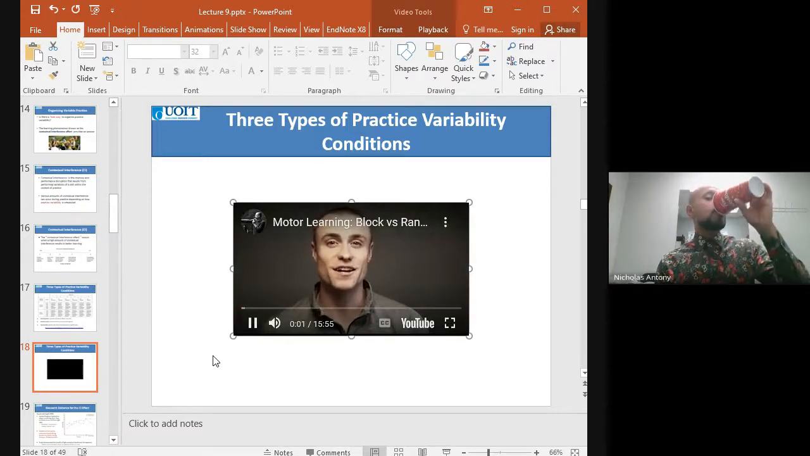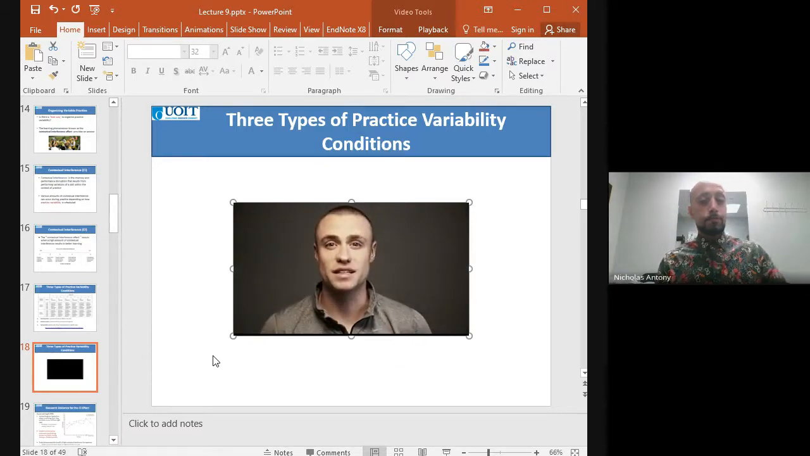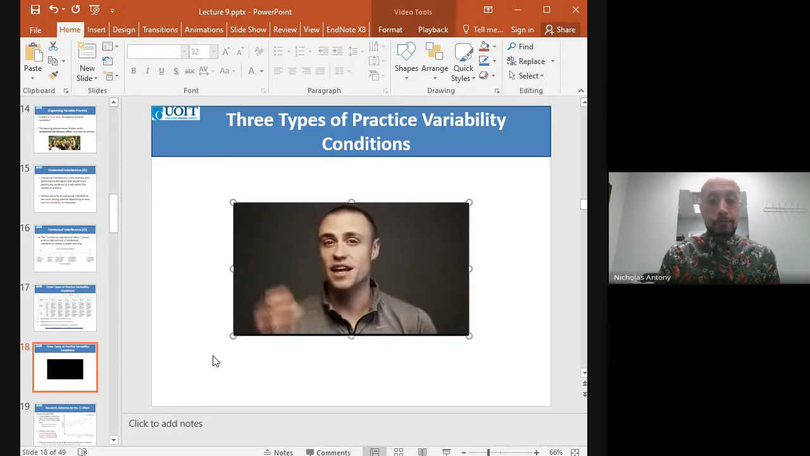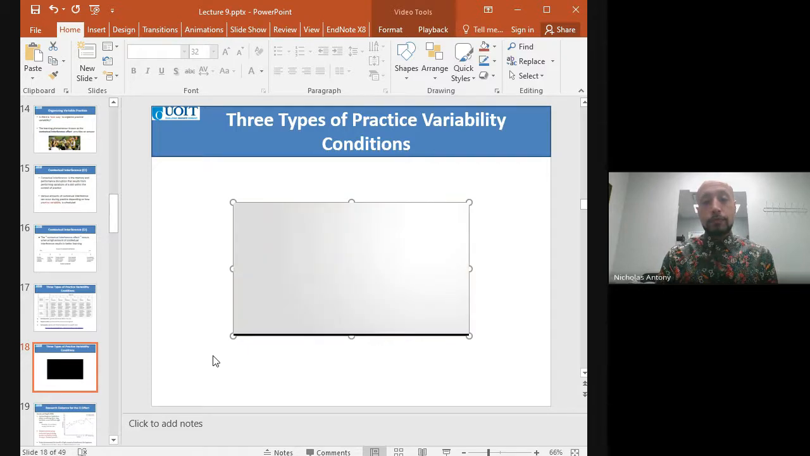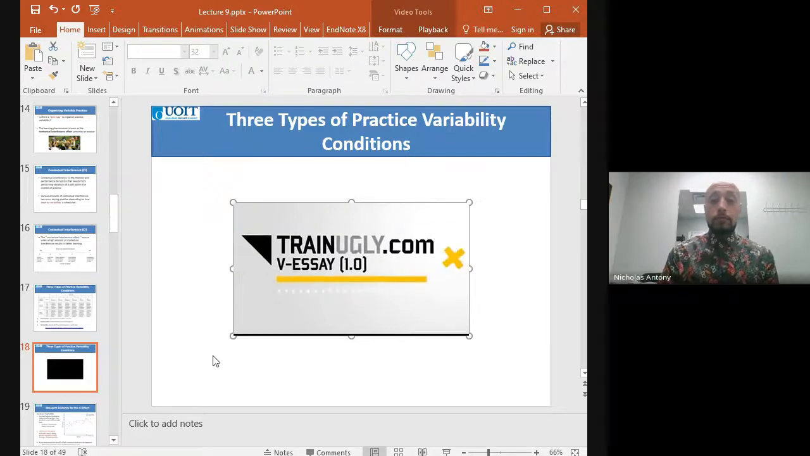Motor learning is the study of how people acquire skill through practice. There's a massive gap, though, between what this science says and the way that we coach. Our mission at Train Ugly is to change that. So today we're going to be talking about block versus random practice and how to apply some scientifically proven principles to improve the effectiveness of practice. Let's do it.